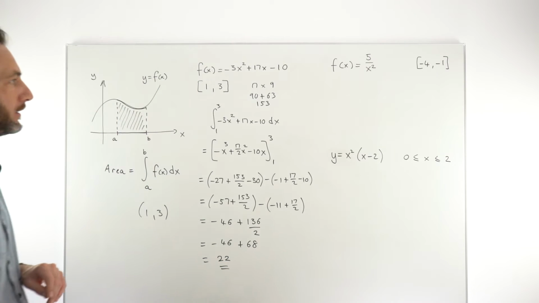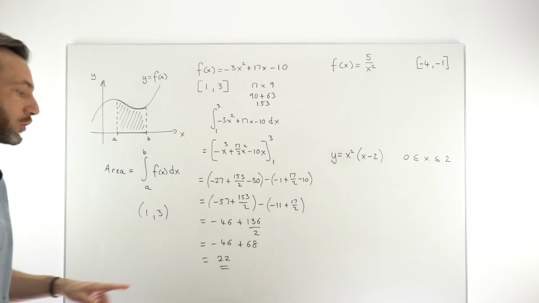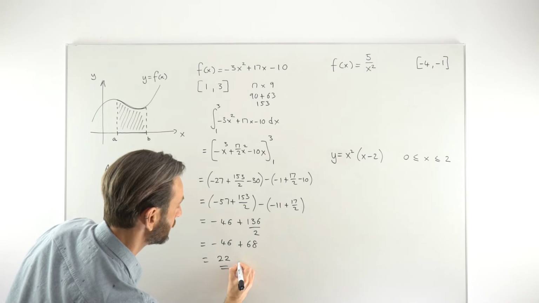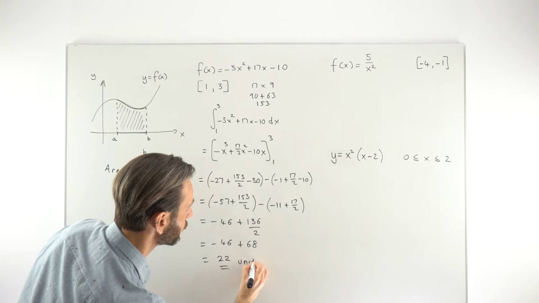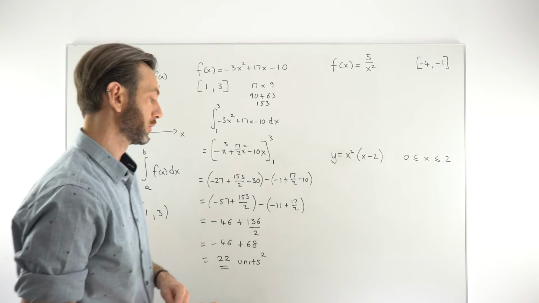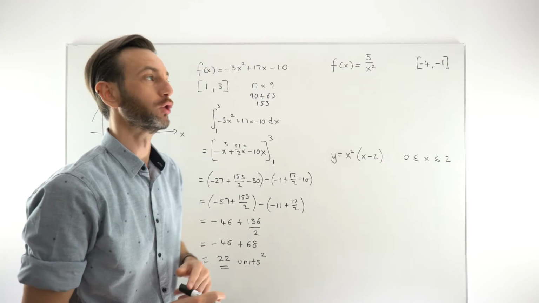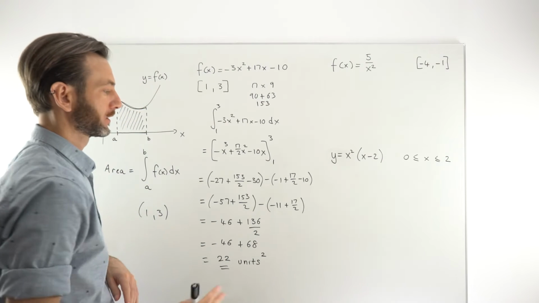So that area, well, we don't have a graph, but that area represented by this definite integral is 22. And there's generally no units in these questions, but it is an area, so maybe just write it as units squared or square units, or sometimes these questions are contextual and you will have some kind of unit. If not, unit squared, something like that.